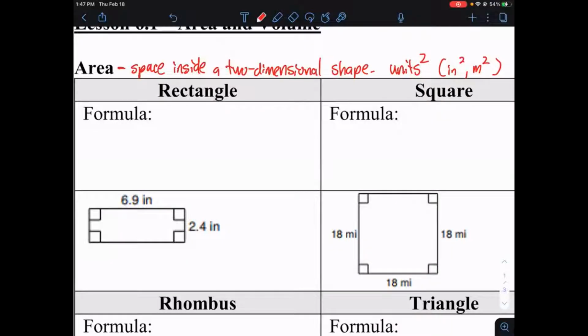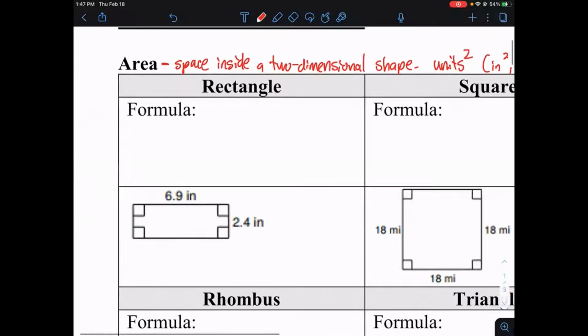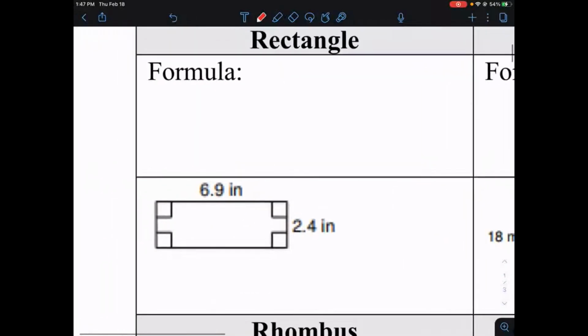Okay, so again, we're going to start with area, the space inside two-dimensional shapes. And we just want to make sure that in our answers, we give it in square units. Okay, so first up, the rectangle. We studied the rectangle last unit, right? That's a parallelogram where the four angles are all right angles.